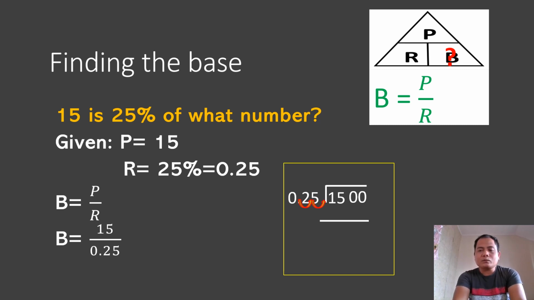So we will start first from 150. 150 divided by 25 is 6. 6 times 25 is 150. 150 minus 150 is 0. Then what's next? Bring down the last number, which is also 0. 0 divided by 25 is 0. 0 times 25 is 0. So therefore, our answer is 60. Meaning 15 is 25% of 60.